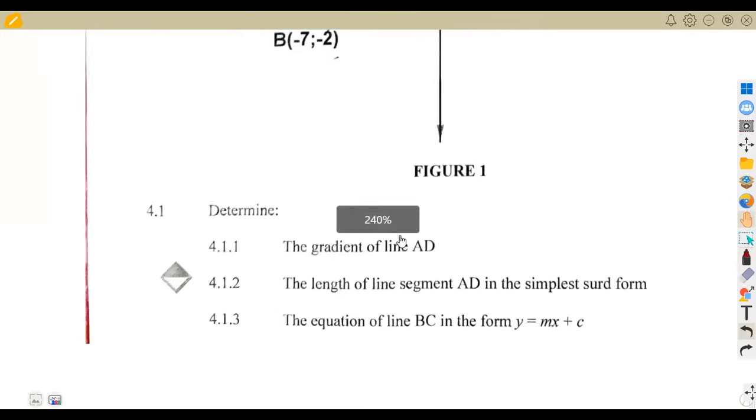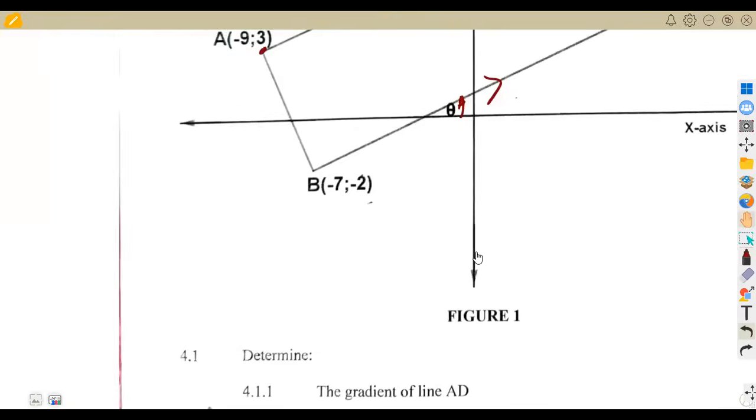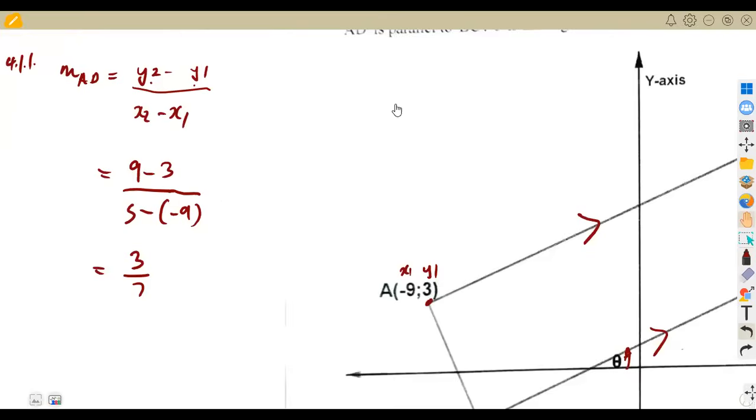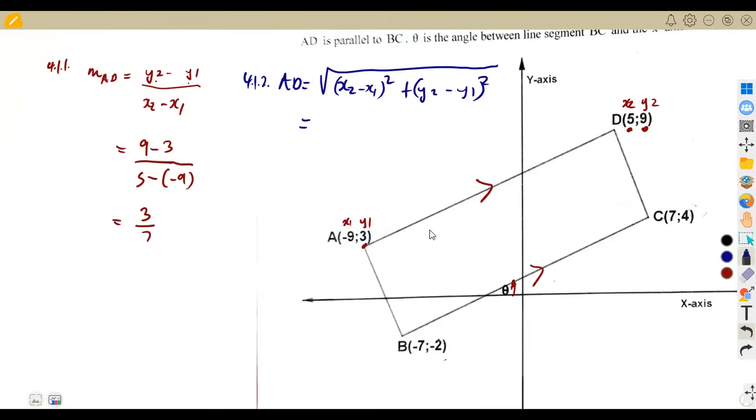Then the length of the line segment AD in the simplest surd form. They need us to answer this in surd form, the length of AD. From the distance formula, we can obtain the length of AD. Remember, this is our A to D here. Let us answer it aside here, 4.1.2. The distance of AD from our formula sheet is given as the square root of x2 minus x1 squared plus y2 minus y1 squared. We already have these values: x2 is 5, minus x1, which is negative 9, so it's 5 plus 9, plus the y value 9 minus the y value 3.